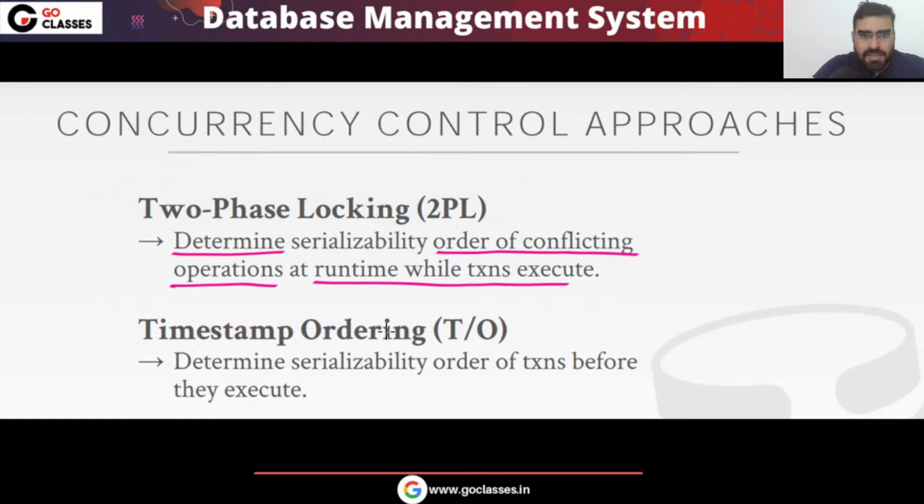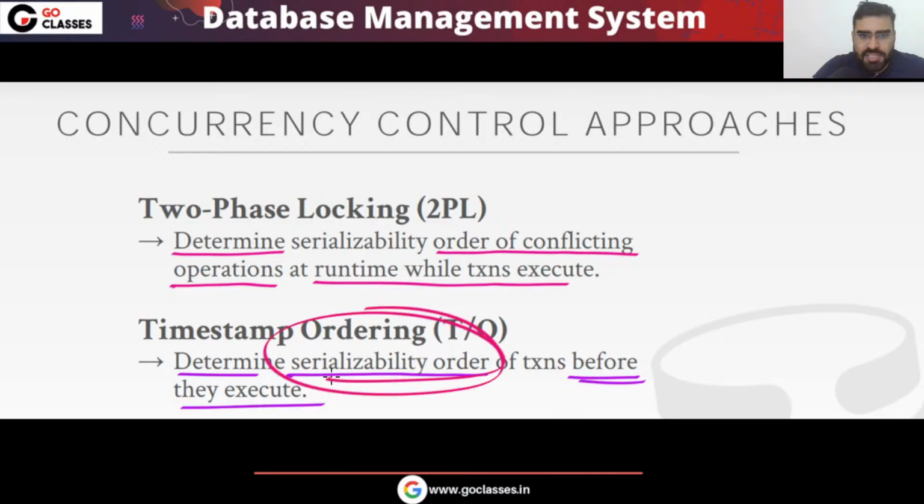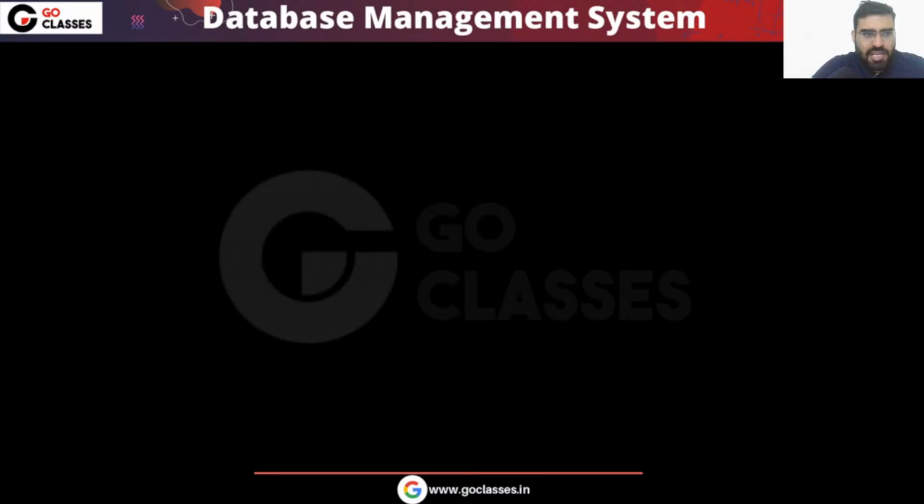Similarly, there is another protocol. This is the timestamp ordering protocol. It is based on the idea that the serializability order is determined before the transactions execute. Before the transactions are executing, the serializability order is already decided. I know you are not understanding right now, so let me quickly explain this.